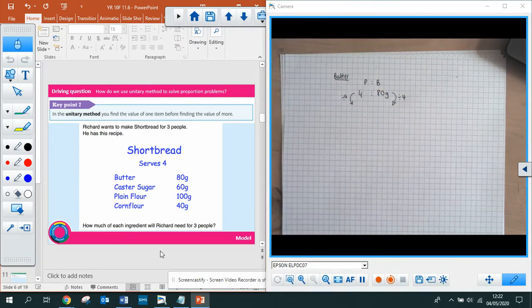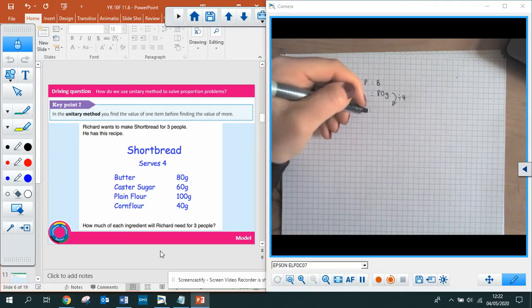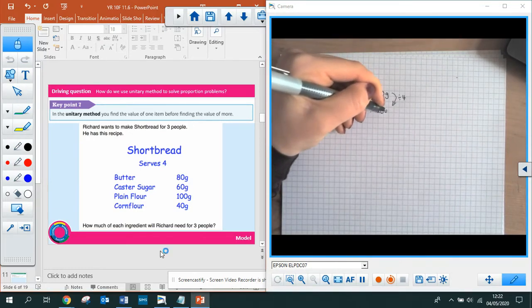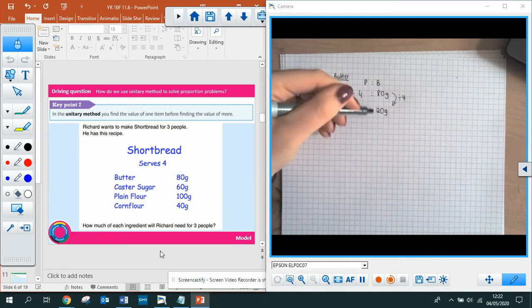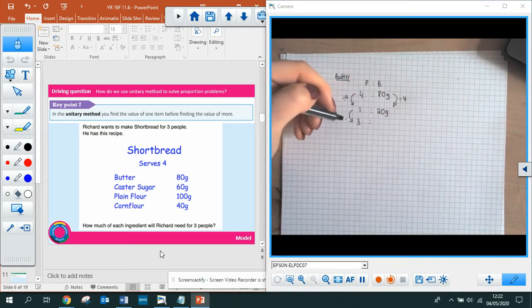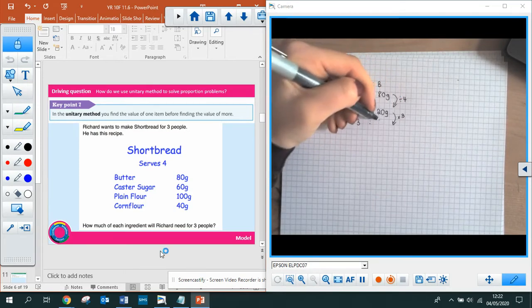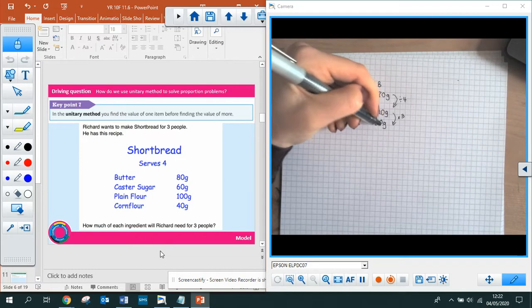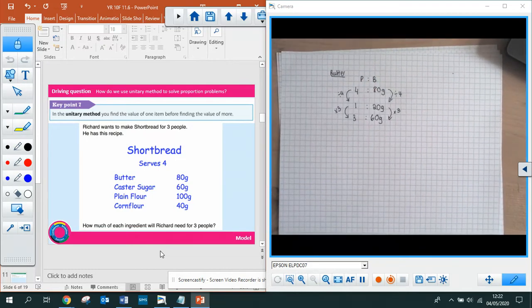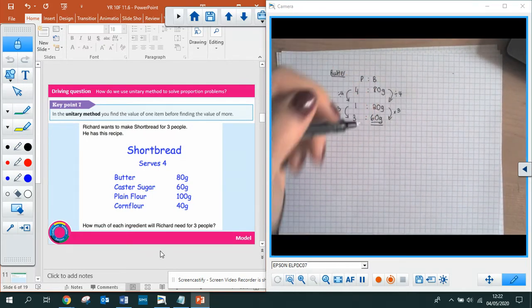If I divide both sides by 4, I've got 1 to 20 grams. So 1 person needs 20 grams of butter. Therefore, to get from 1 to 3 people, I multiply by 3. I multiply my 20 by 3, and 3 people need 60 grams of butter. So that's our butter.